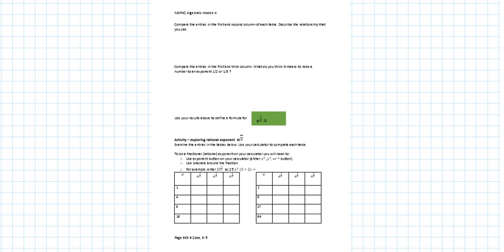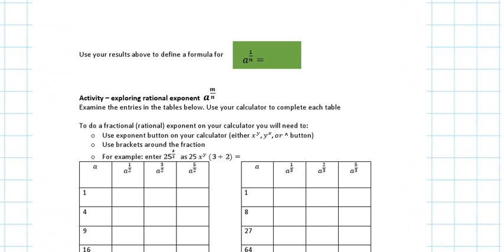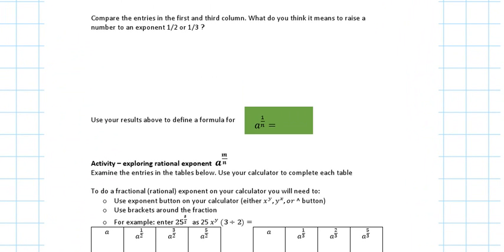So we have learned that a to the power of 1 over n is the same thing as the nth root of a. I've already discussed all of this with you guys, and I will post the answers.